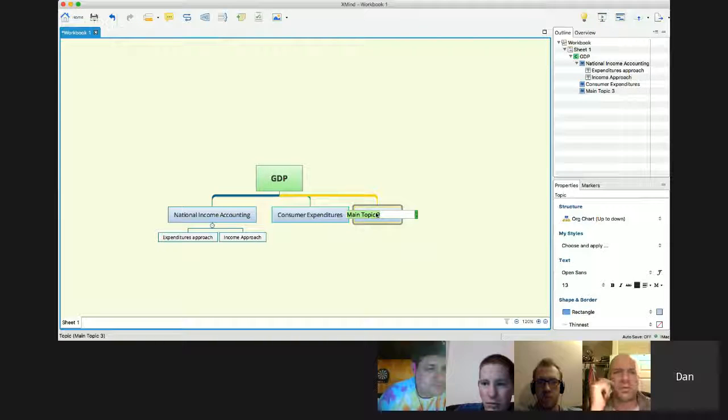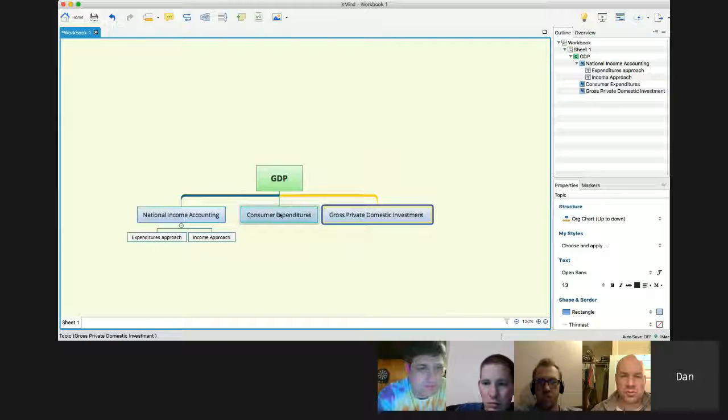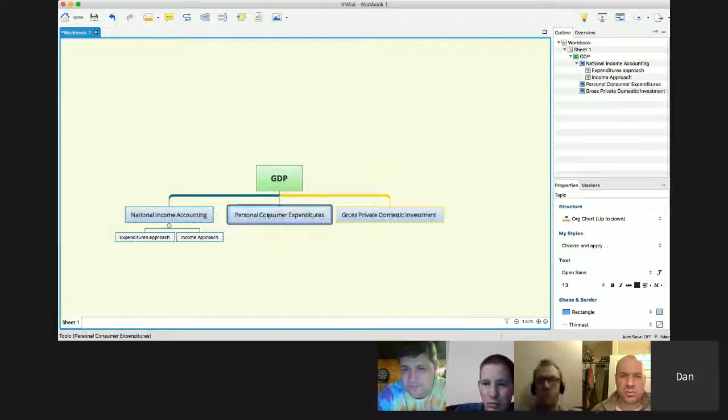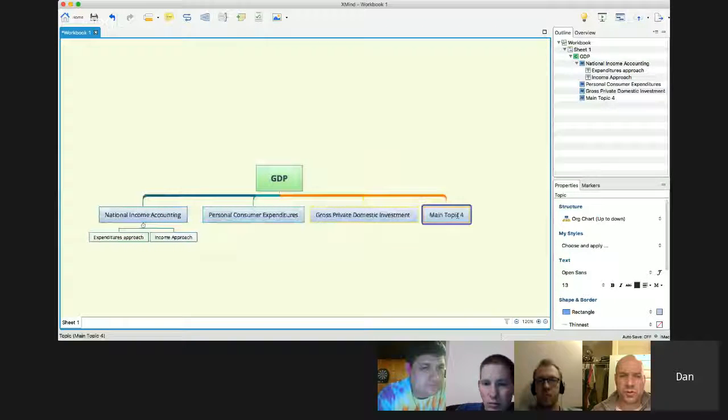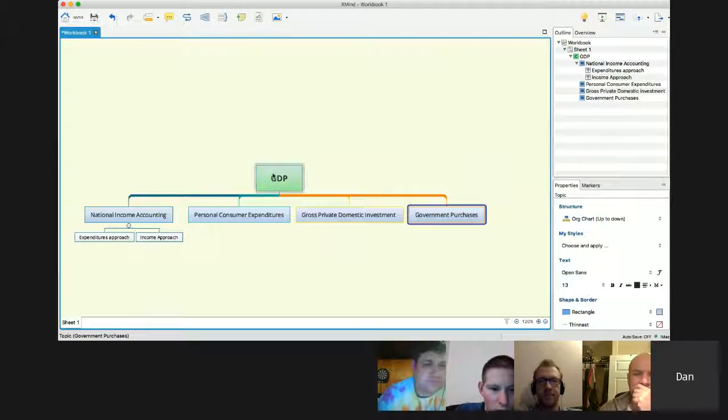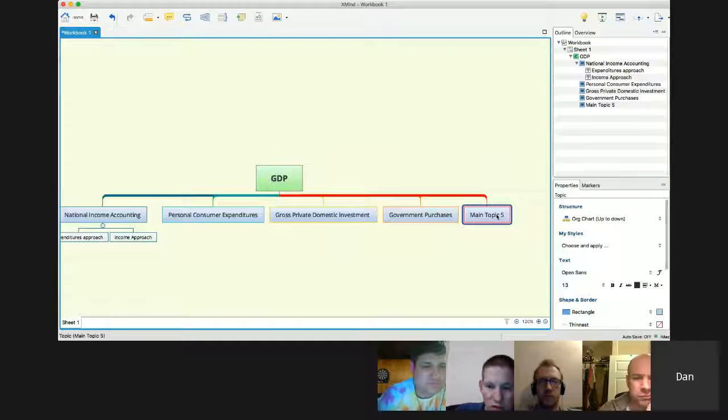Gross private domestic investment. Right. Next one is government expenditure. Yeah. Or government purchases, right? Yes. And then net exports. Net exports.